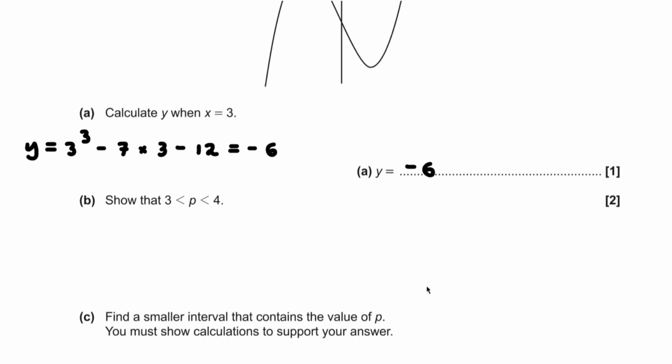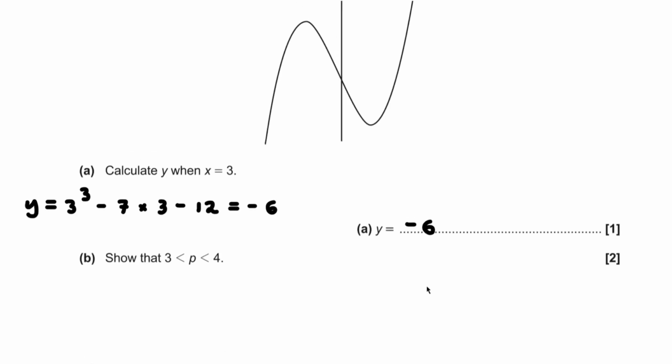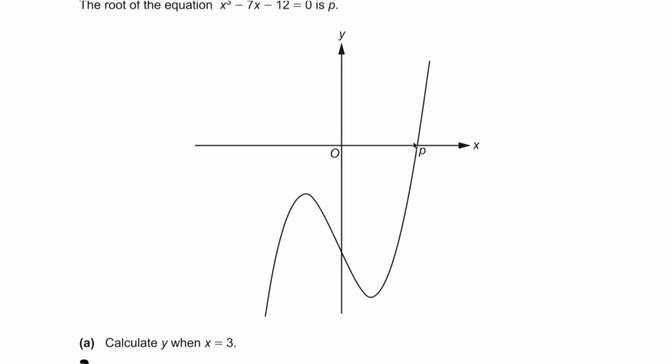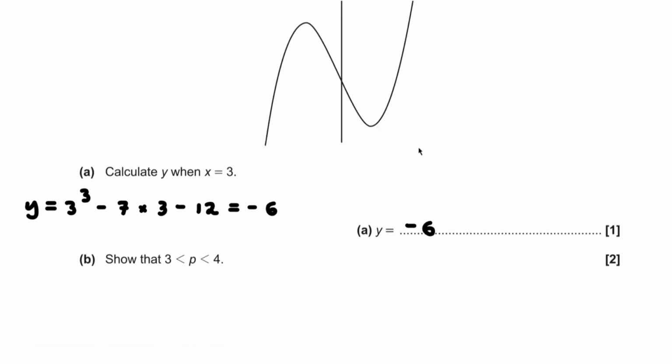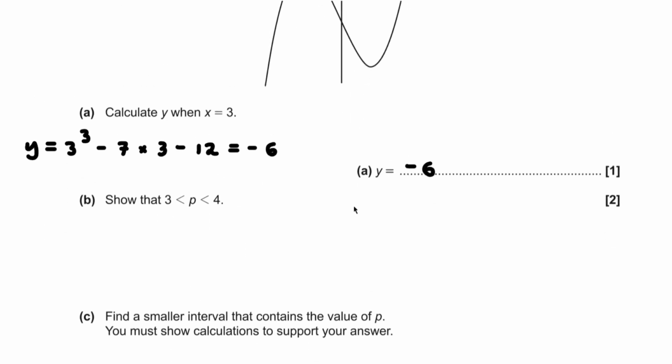Part B, show that p is greater than 3 but less than 4. Well, we know that p is a root of the equation. So what we have to do here is begin by letting f of x equal the equation y. So we let f of x equal x cubed subtract 7x subtract 12.